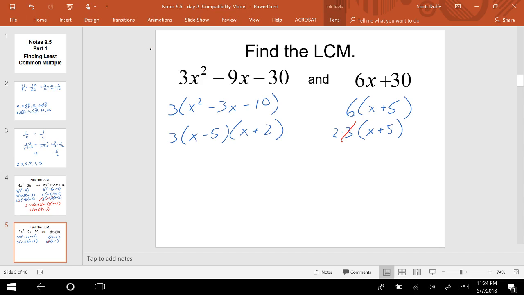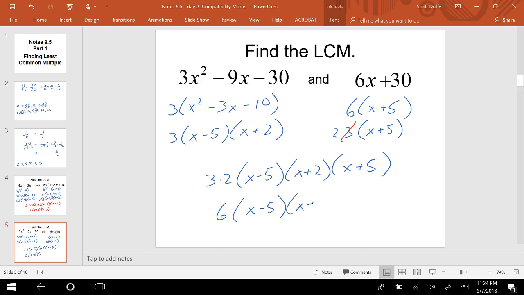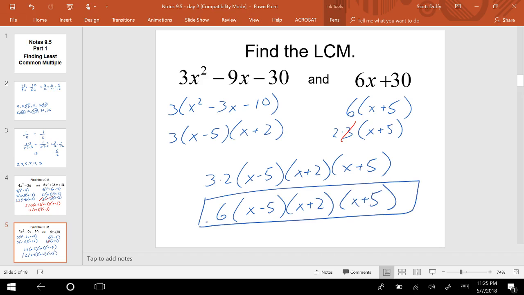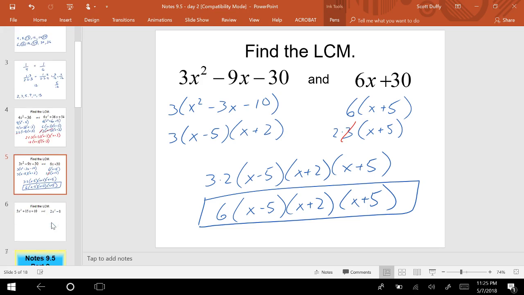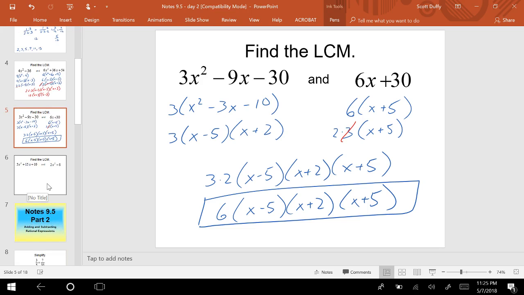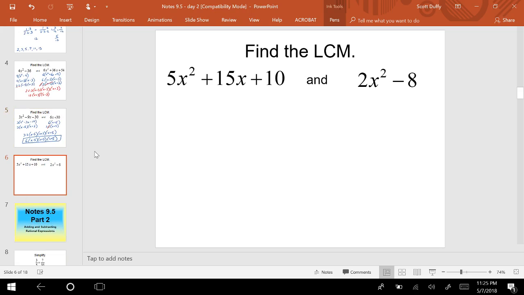So I'm going to be left with the 3 times 2 and then the x minus 5, x plus 2, and x plus 5. Simplify the 3 times 2, excuse me. That becomes 6, x minus 5, x plus 2, x plus 5. That is the least common multiple. Try one more. Maybe try to stop the video here, do this on your own, and then check it against mine.